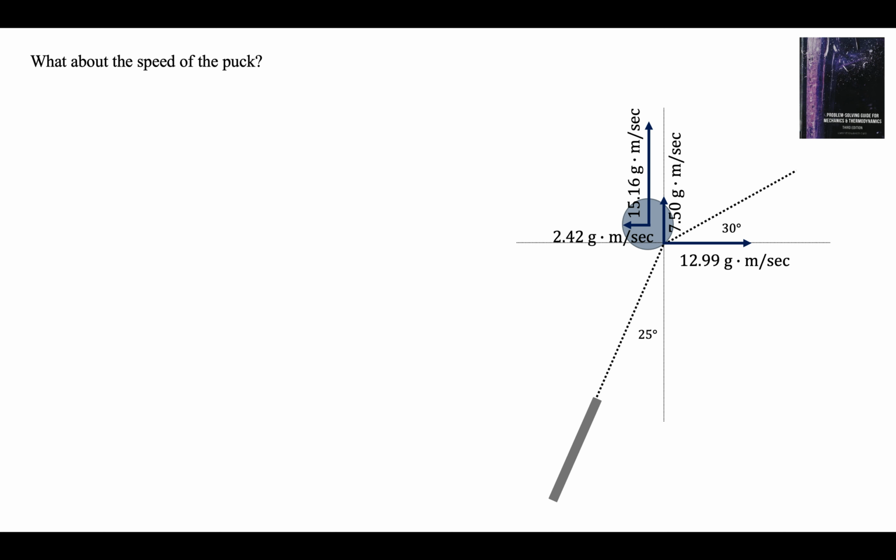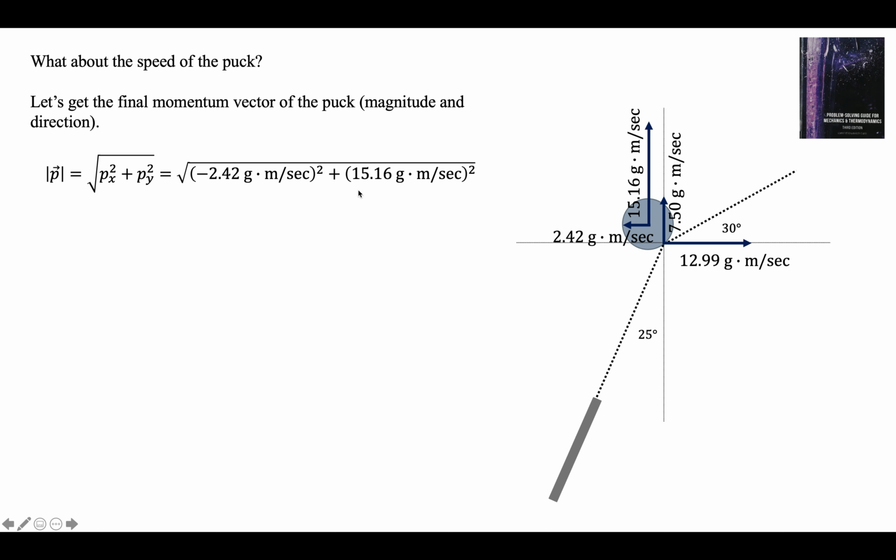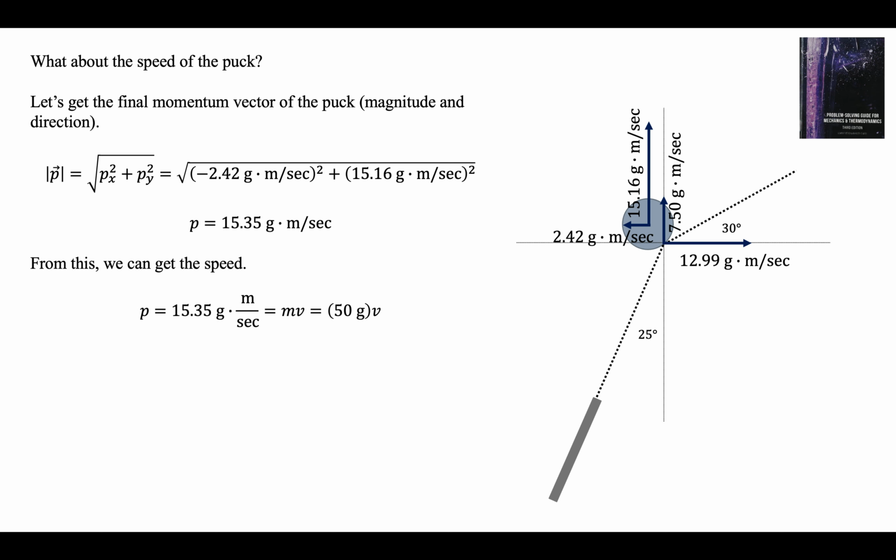What about the speed of the puck? It asks us for the speed of the puck. Let's not forget what the problem asked for. We have the final momentum components. We can get the magnitude, p sub x squared plus p sub y squared. There's the x, there's the y. And we get the final momentum of the puck. That's the magnitude. We can get the speed. We just divide by the mass. That is mv, divide by the mass, and we get 0.31 meters per second, not very fast, as expected, because it's 50 times heavier than the BB.